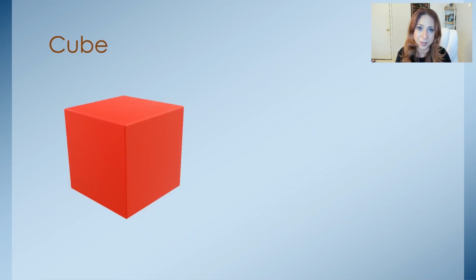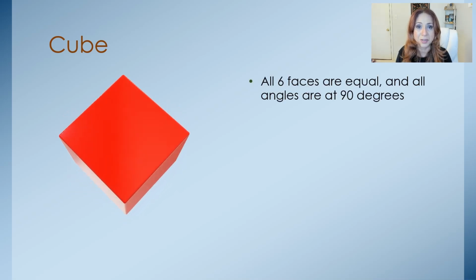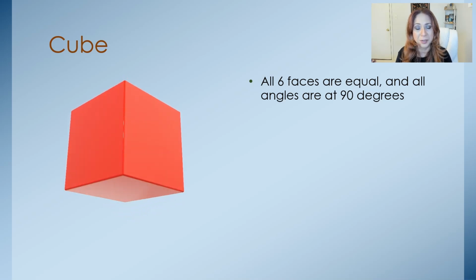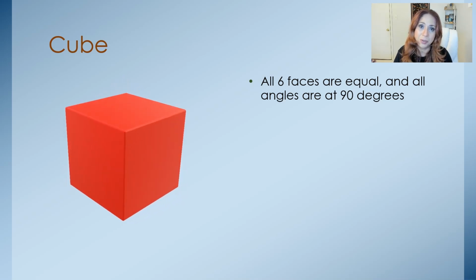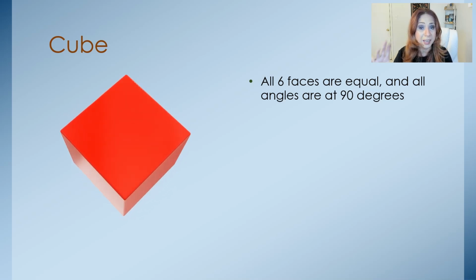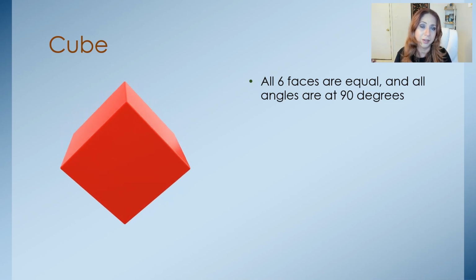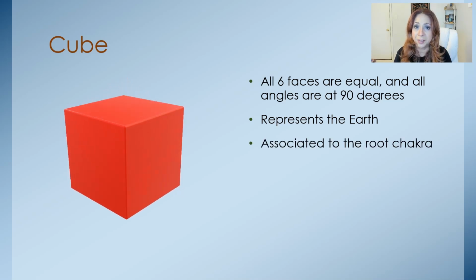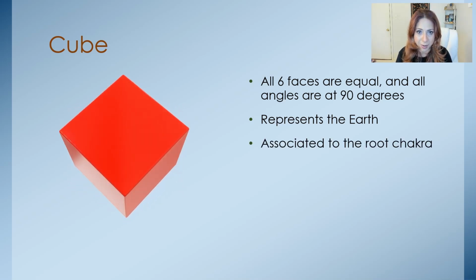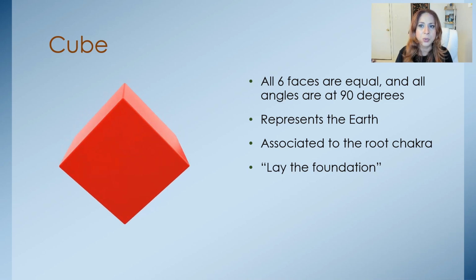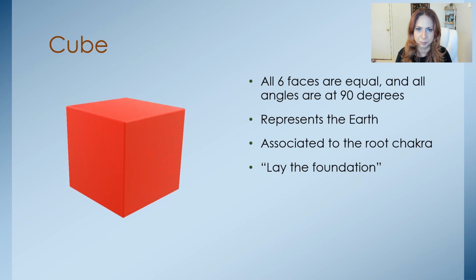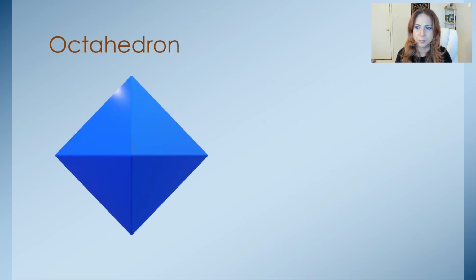The next one is the cube. A cube is a box. It's made of 6 squares if you want to draw them on paper and put it together. In the square, and in the solid, all the angles are 90 degrees, the right angle. It represents earth, and that's why it's associated to the root chakra. And if you were to associate a mantra to it, think of laying the foundation.